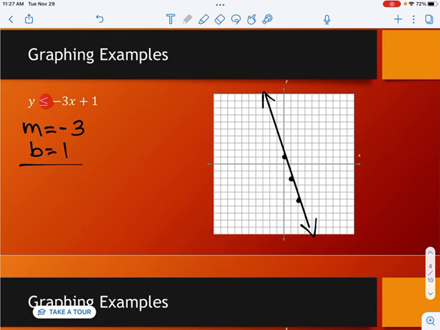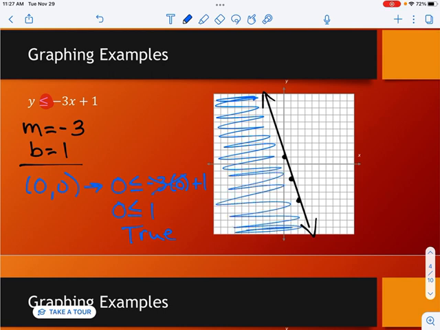Next, I pick a point. 0, 0 is not part of the line, so I'm going to pick 0, 0, and I'm going to plug that in. So I'd say 0 is less than or equal to -3 times 0 plus 1. -3 times 0 is 0. So is 0 less than or equal to 1? And that is true. So that would shade this side, because that's the side that 0, 0 is part of.